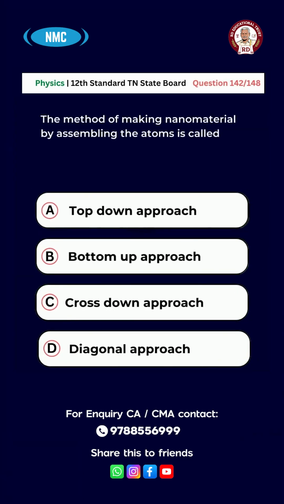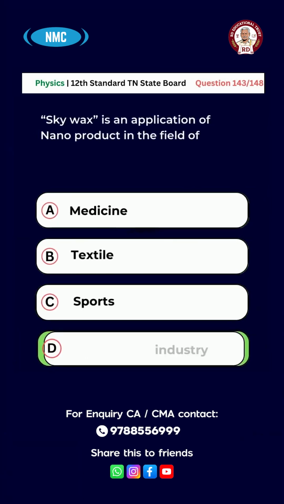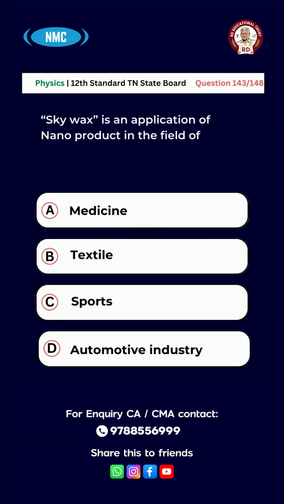Question number 142. The method of making nanomaterial by assembling the atoms is called option A top-down approach, B bottom-up approach, C cross-down approach, D diagonal approach. The right answer is option B, bottom-up approach. Question number 143. Sky wax is an application of nano product in the field of option A medicine, B textile, C sports, D automotive industry. The right answer is option C, sports.